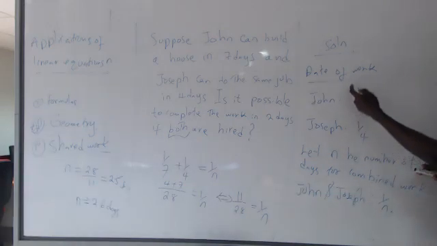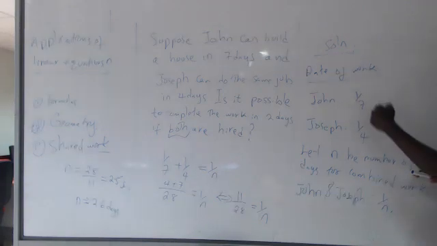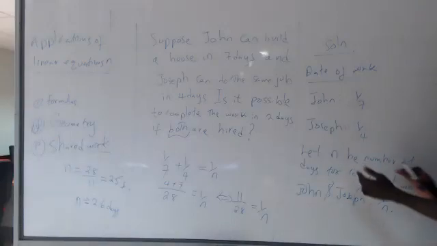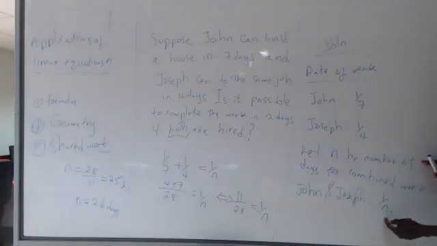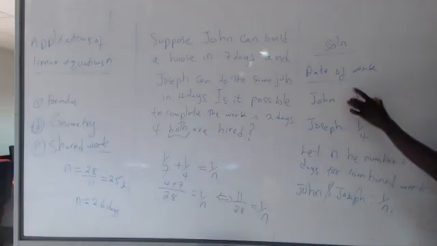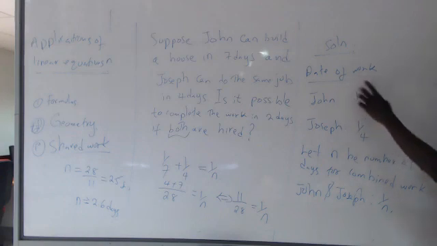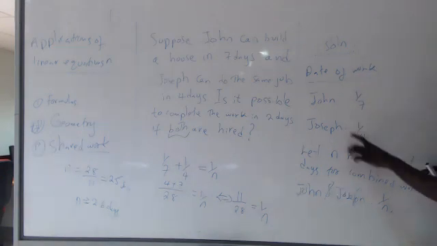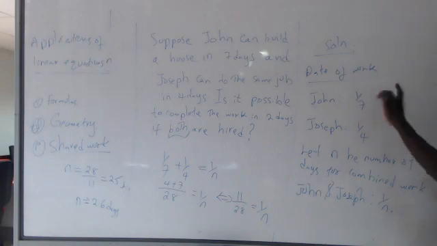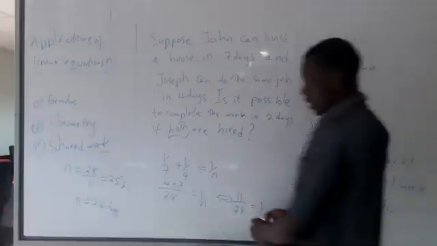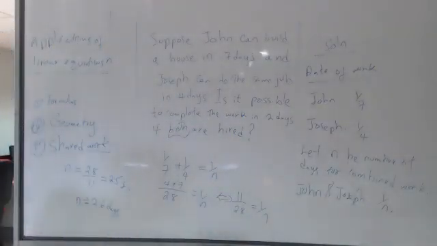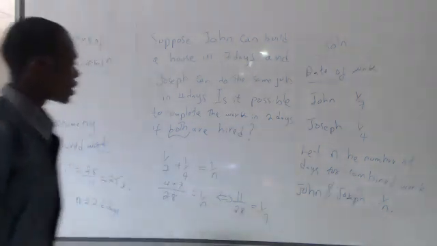In 1 day, John alone will complete a 7th. In 1 day, Joseph will complete a 1/4. But combined, if they take n days, they will complete 1/n per day. So that's why I combine these daily rates, because this is the amount of work John does per day. So I combine the two. This must be equal to the combined rate for them. And then from there, I get my n, which is 2.6 days. It's about 2 days.